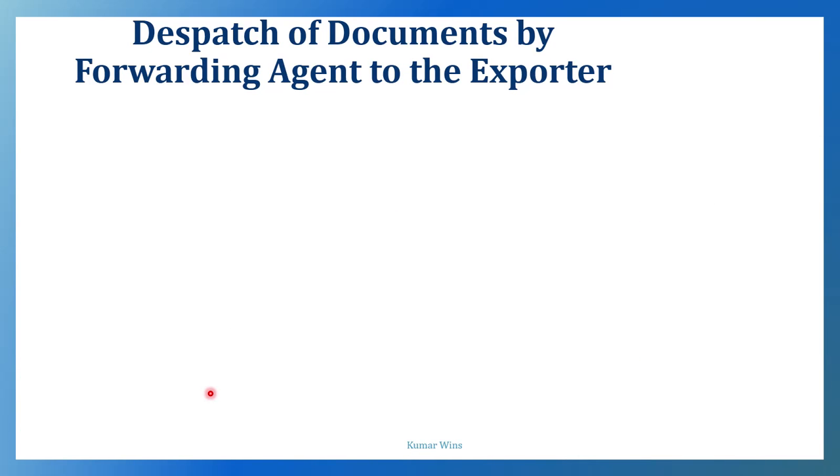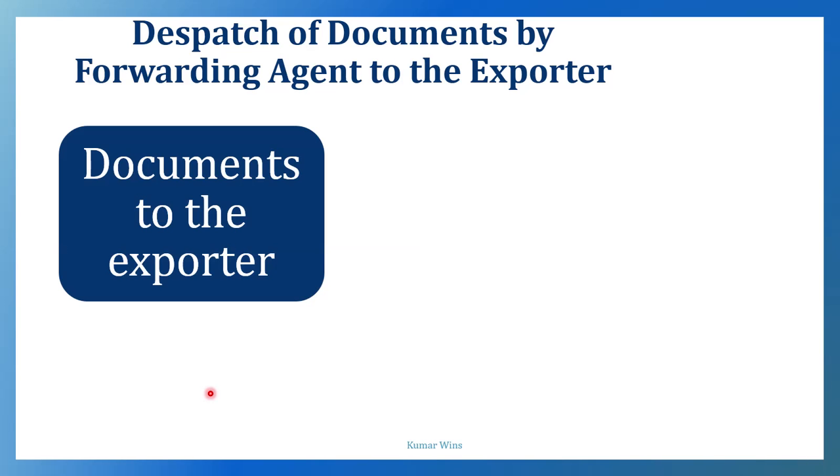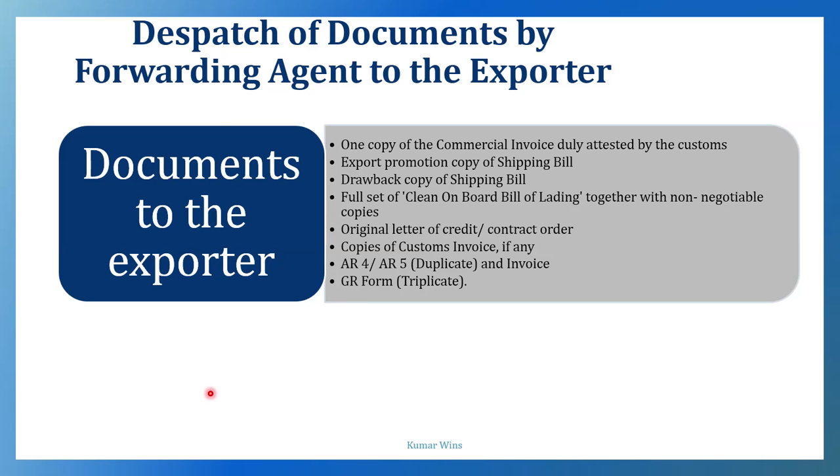Now the next step is dispatch of documents by the forwarding agent to the exporter. So once the CFA obtains the bill of lading from the shipping company, he sends these documents to the exporter. So what are these documents? I have made a list of these documents. You can have a look at it.